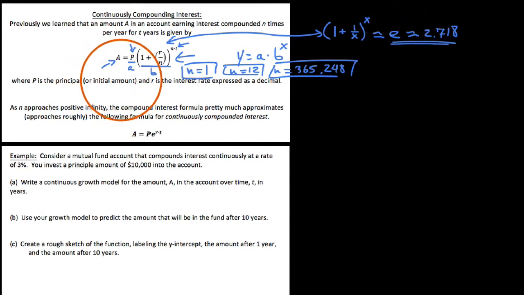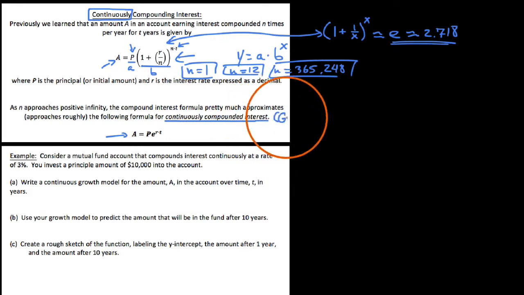So what we say is this. For things that compound continuously, this is the key word here, continuously compounding interest or growth, we would say that the formula approaches this right here. So this is the formula for continuously compounded interest. It is also continuously compounded growth or decay. You're going to hear both of these today, but essentially whenever you hear the word continuously, we're using this right here. So let's go ahead and pick it apart.